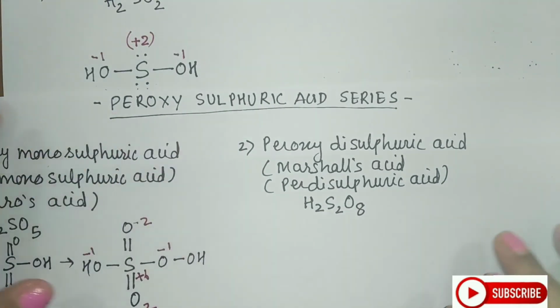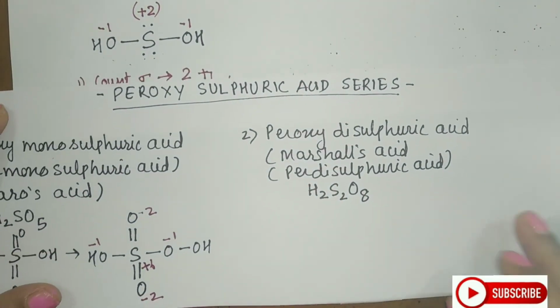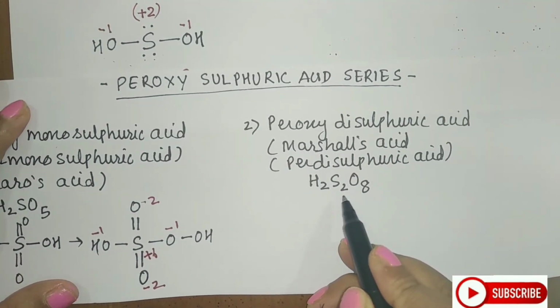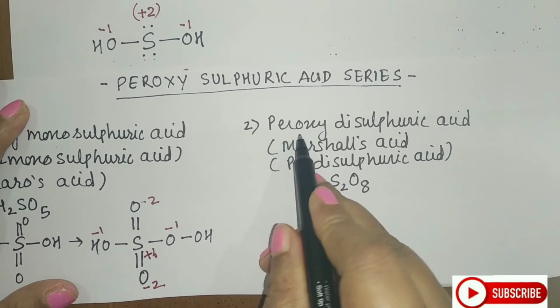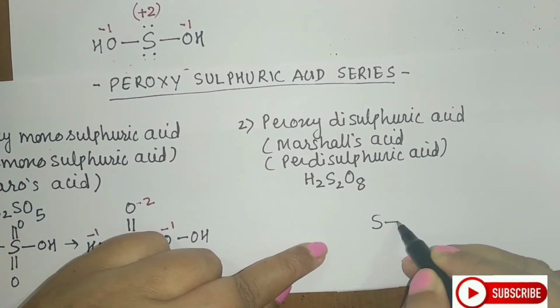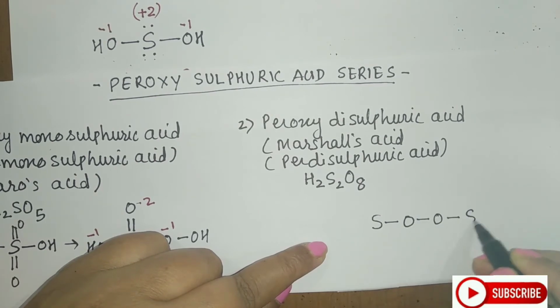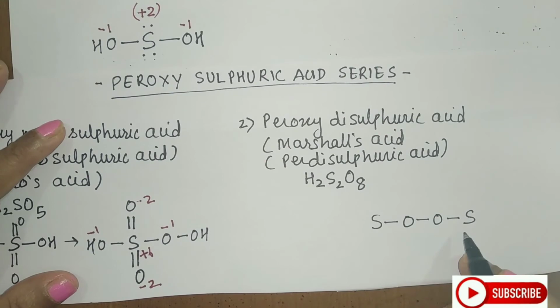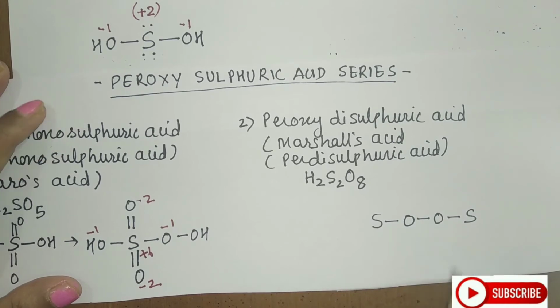Come to the next one, that is peroxydisulfuric acid. Now as it is disulfuric, here you have 2 sulfur atoms and it is having a peroxy word here. So first thing what I can have here is I will form SOOS linkage because I have 2 sulfur and even number of oxygen atoms. So let us form the skeleton in this way and see whether you can form the structure.